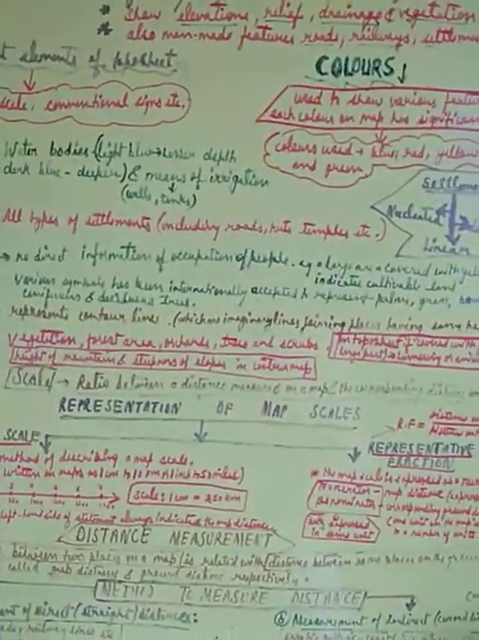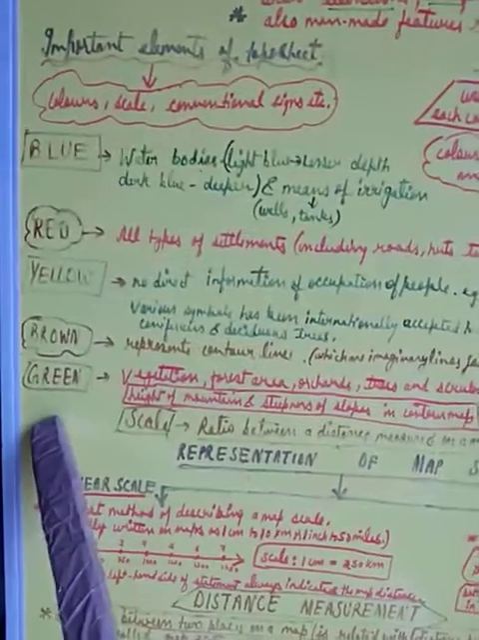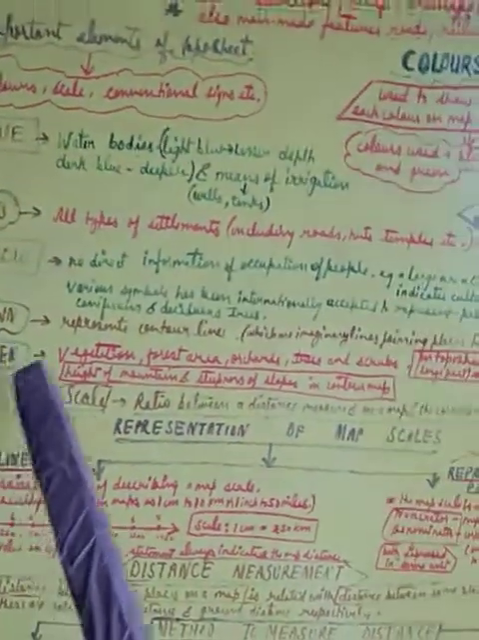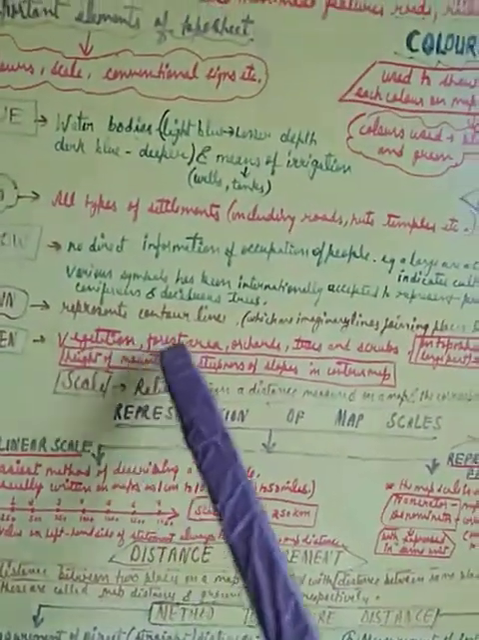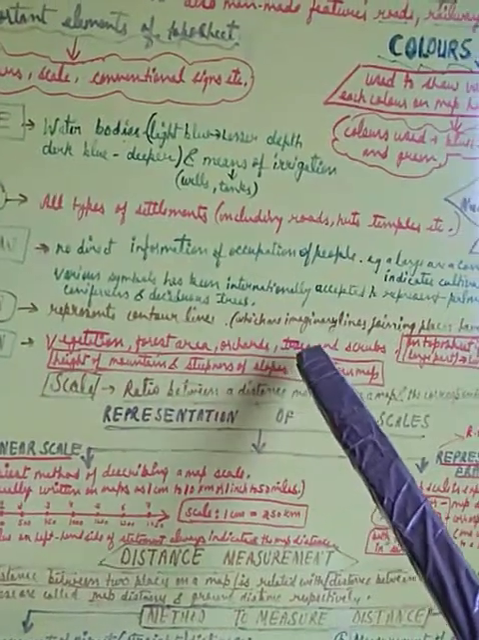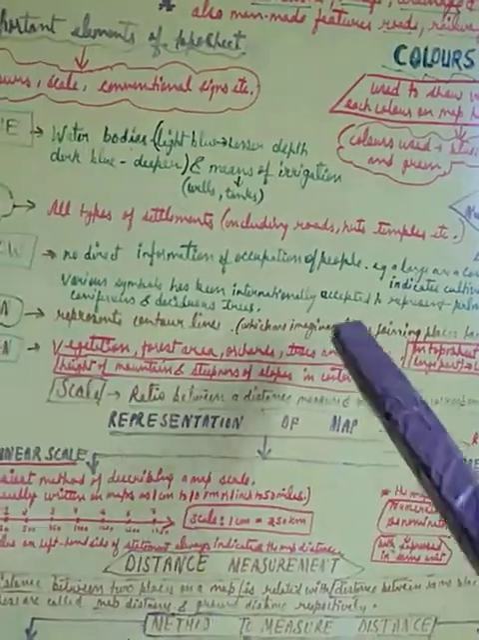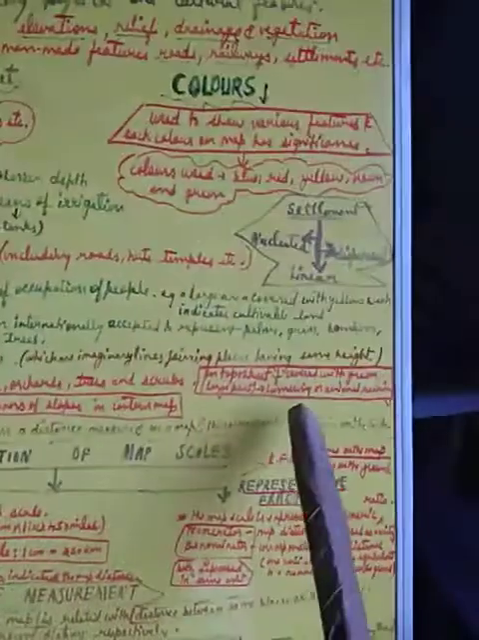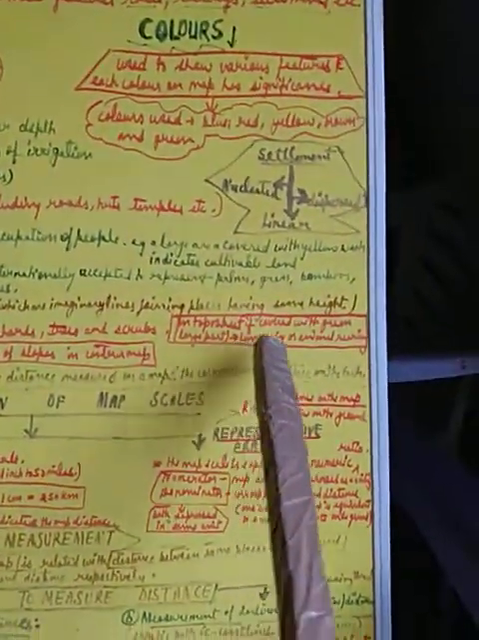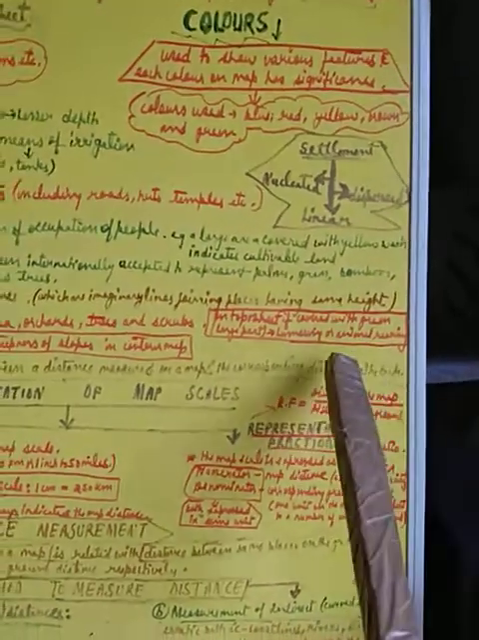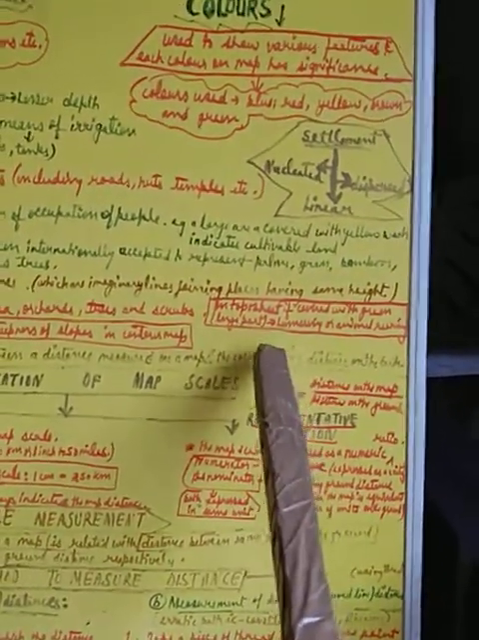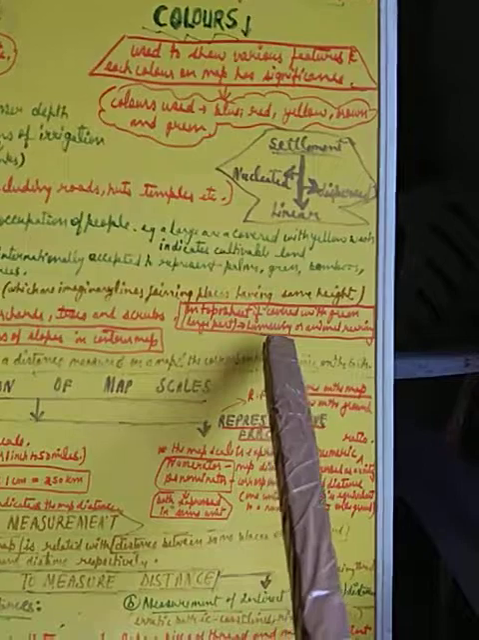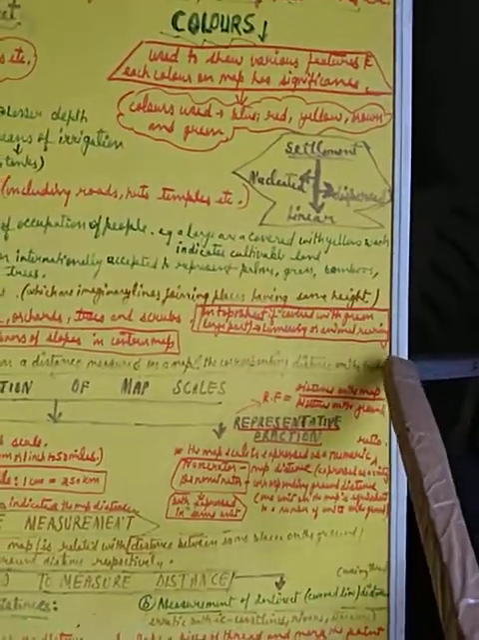Then the color green comes. Green shows us vegetation, forest area, orchards, trees, shrubs, heights of mountains. And it also shows on a topo sheet, if a large part of the area is covered in green, that means that area is used for lumbering or animal rearing.